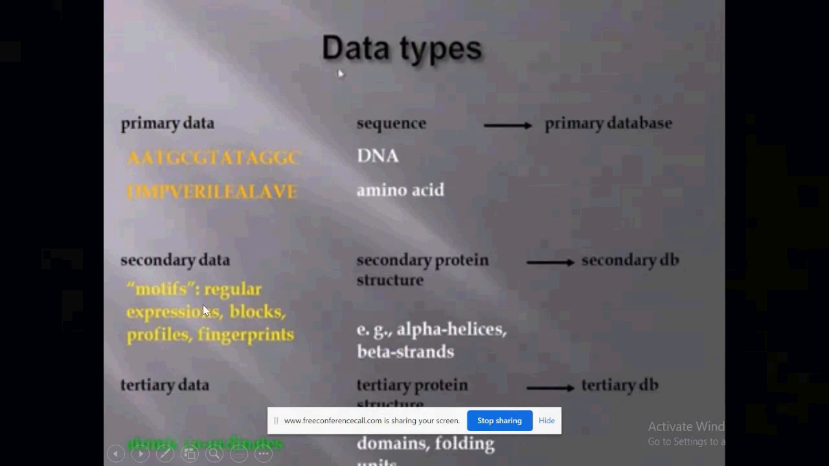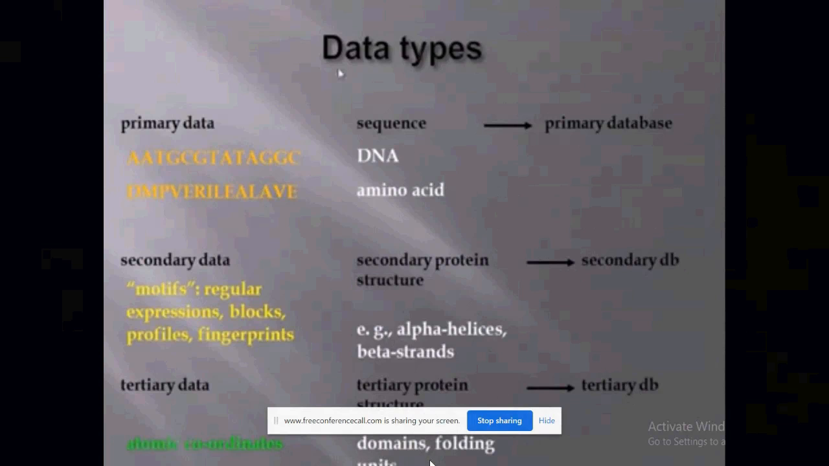This secondary data is actually in the form of motifs, regular expressions, blocks, profiles, and fingerprints. This is called secondary protein structure information. So it is in the form of protein structure, but it is secondary, and that is stored in the secondary database. And then comes tertiary data, which is stored by the tertiary database. This tertiary data is actually the three-dimensional structure of protein. Then there are atomic coordinates, which are basically present between domains, folding motifs, etc. These are also data.